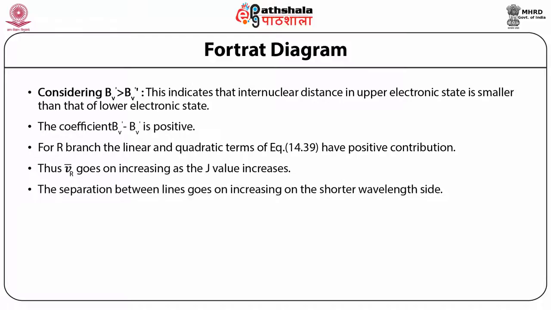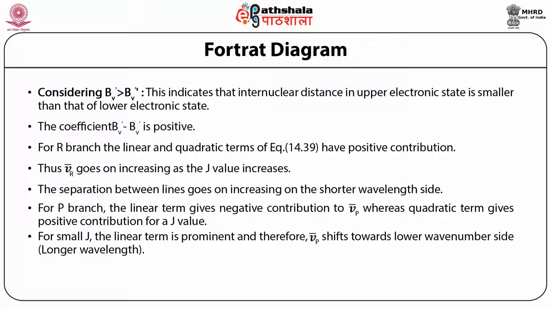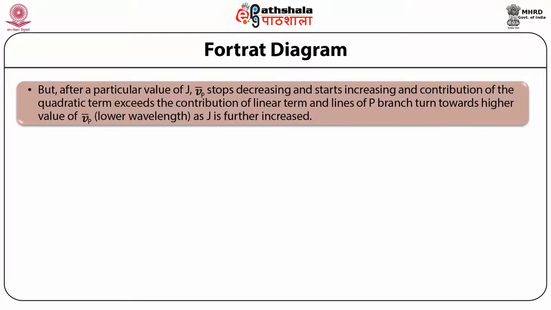For the P branch, the linear term gives negative contribution to nu P bar, whereas the quadratic term gives positive contribution for a given J value. For small J, the linear term is prominent and therefore nu P shifts towards longer wavelength, or the lower wave number side. However, for larger values of J, the contribution of the quadratic term to nu P plays a significant role, and due to competition, the separation between lines decreases and nu P also decreases. But after a particular value of J, nu P stops decreasing and starts increasing, and the contribution of the quadratic term exceeds the contribution of the linear term, and lines of the P branch turn towards higher values of nu P, that is lower wavelength, as J is further increased.